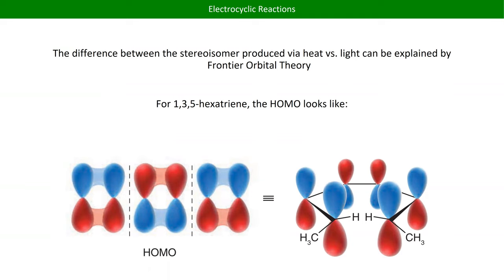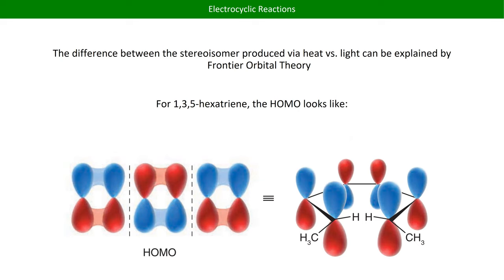So if we start with 1,3,5-hexatriene, so basically that molecule we were just looking at minus the methyl groups, the HOMO for that system looks like this, where it looks like three pi bonds next to each other where you alternate, and every two orbitals you hit a node. And what that looks like when you turn it into drawing a shape is the highest occupied molecular orbital looks like this.